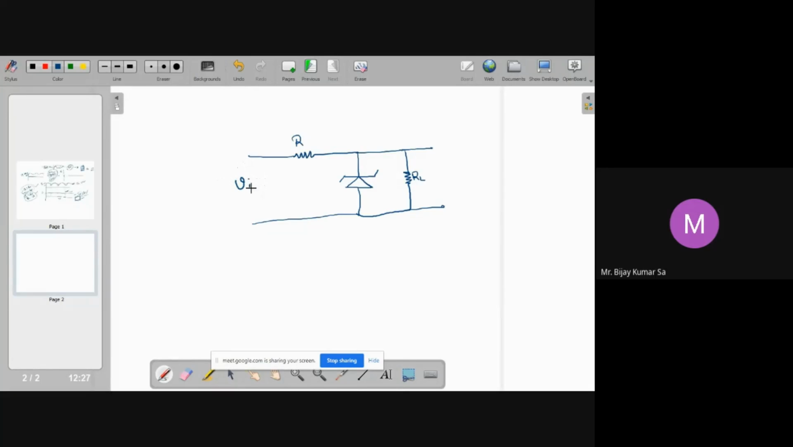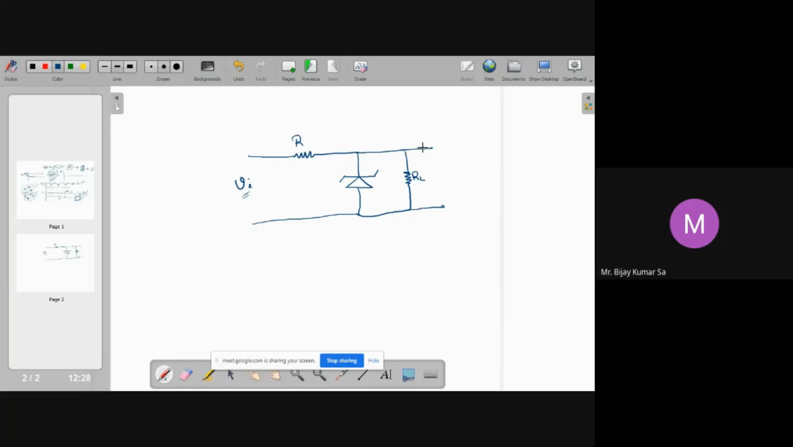What is this VI? This VI is coming from a rectifier. This VI signal is coming from a rectifier output. So this is important. You should realize what this VI is, where to get this VI. This VI is not a DC signal. It is a kind of rectified output only, with or without capacitor. It depends upon you. Of course, with capacitor will be preferable, but anyway, this VI is the output of some rectifier stage.